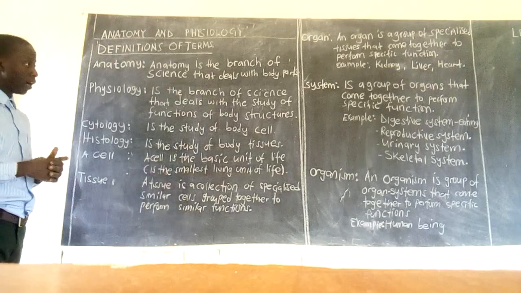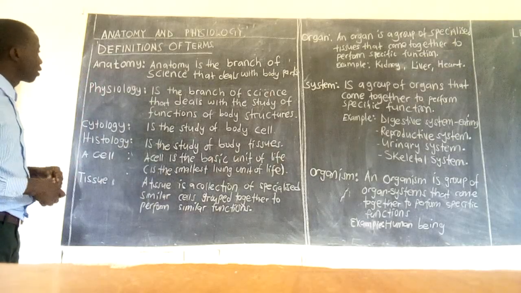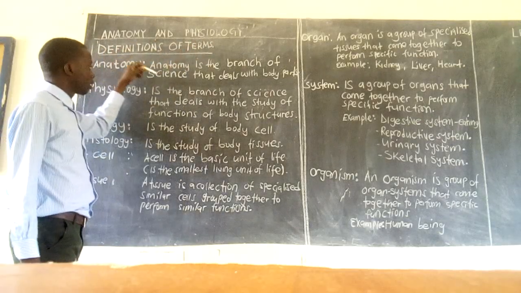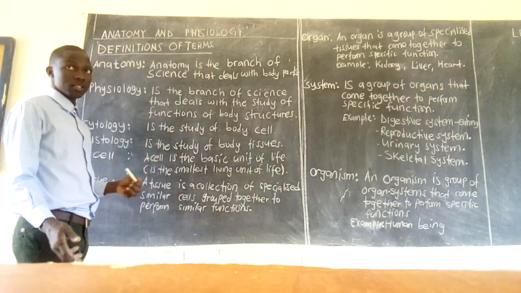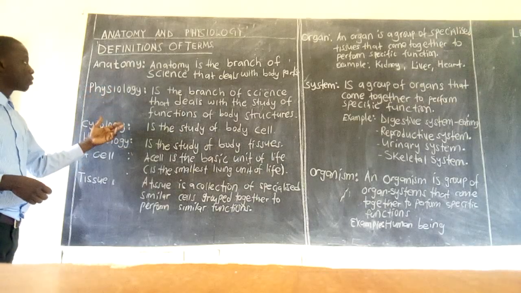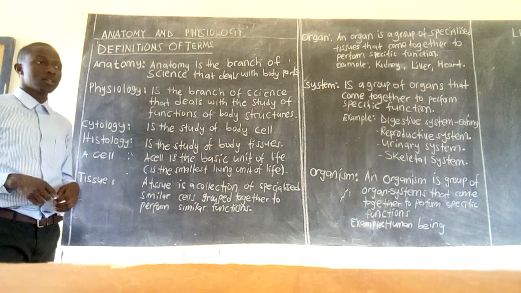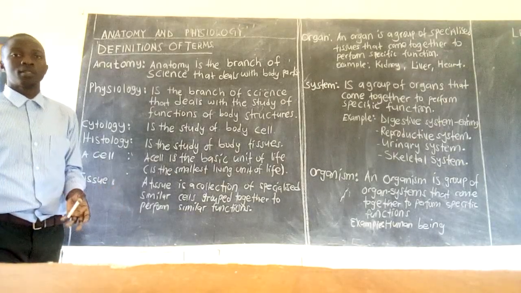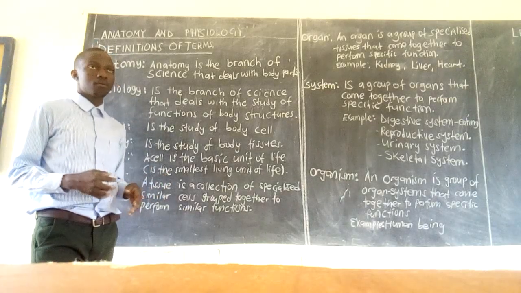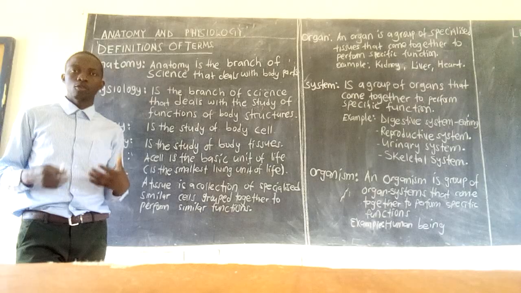So our first term to begin with is anatomy, and we shall say anatomy is the branch of science that deals with study of body parts. Anatomy is a branch of science that deals with the study of body parts. And we shall say all of us have body parts. We have the hands, we have the legs, we have the head, the abdomen.